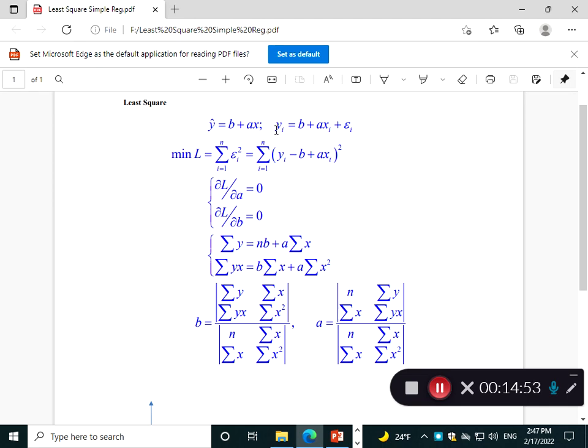Here is a cheat sheet to remember that, okay? See here? First, all the y get summed. B got summed 10 times because B is a constant, so it's nB. AX got summed 10 times, A is constant, so A summation X. Follow that? So just put a summation in front of every term. Summation Y, nB, A summation X. Can you see that?